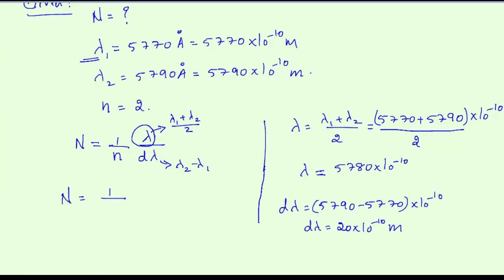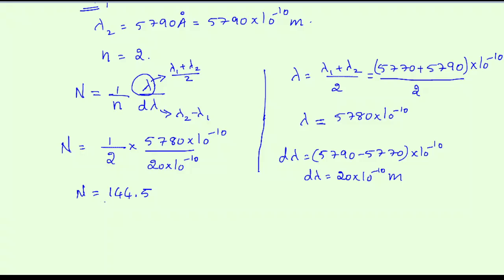N equals 1 divided by 2 multiplied by 5780 into 10 to the minus 10 divided by d lambda, which is 20 into 10 to the minus 10. So n becomes 144.5. Now what is n? It is the number of lines in the grating, right? So 0.5 doesn't make any sense. How can you have a fraction of a line? You can't have it, right? So let's fix that as 145. So the number of lines which are required on the grating is 145 lines. So that's your right answer.